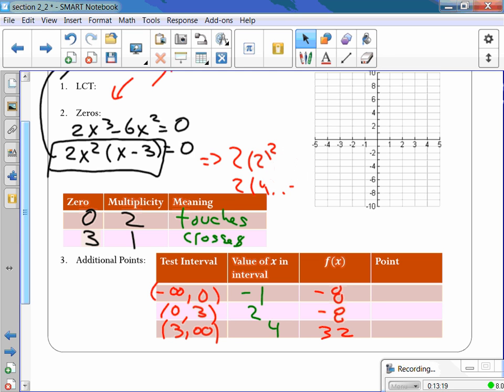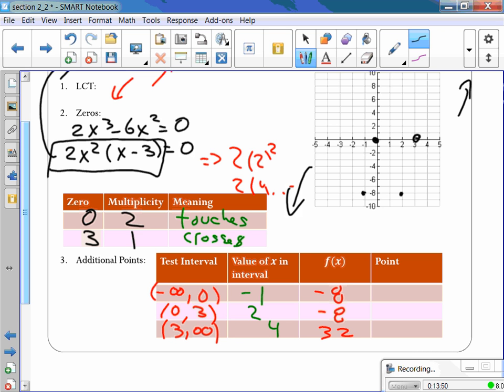Absolutely. So I'm at 0, 3 for my zeros. My end behavior, we know that we are decreasing on the left or falling on the left and rising on the right. I have some additional points, right? I have a -1, -8. I have a +2, -8. And we also have 4, 32, way on up there.